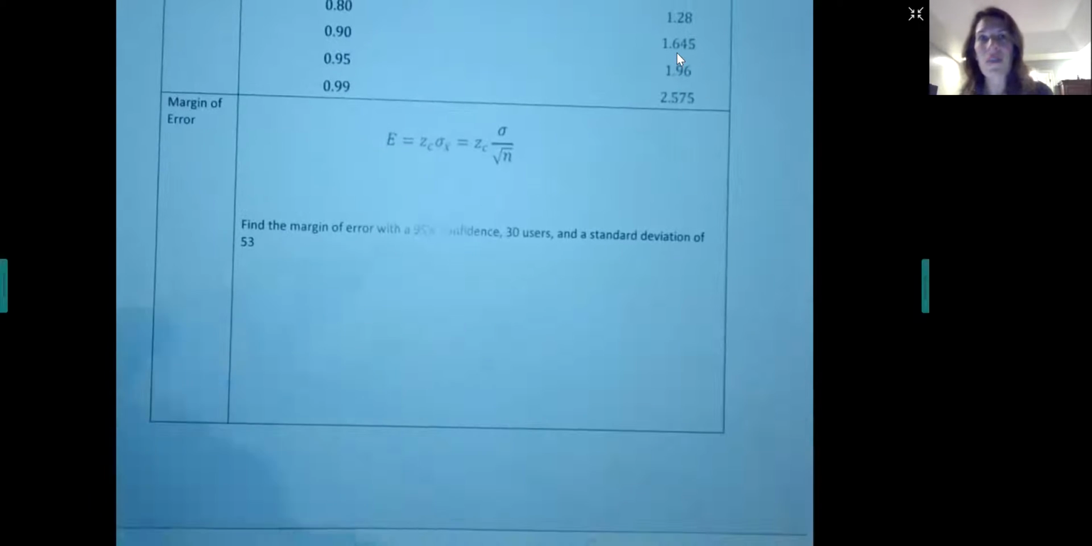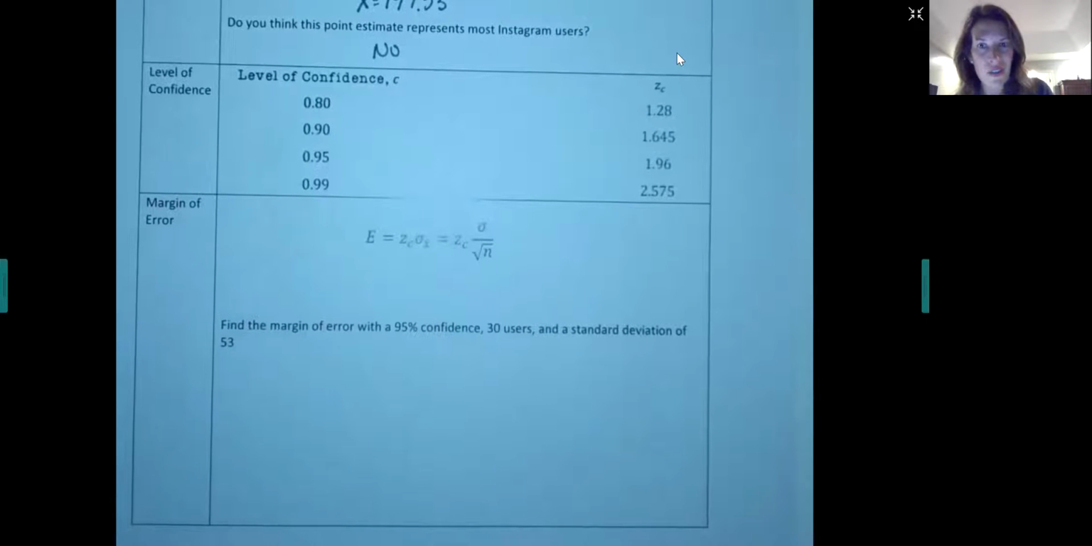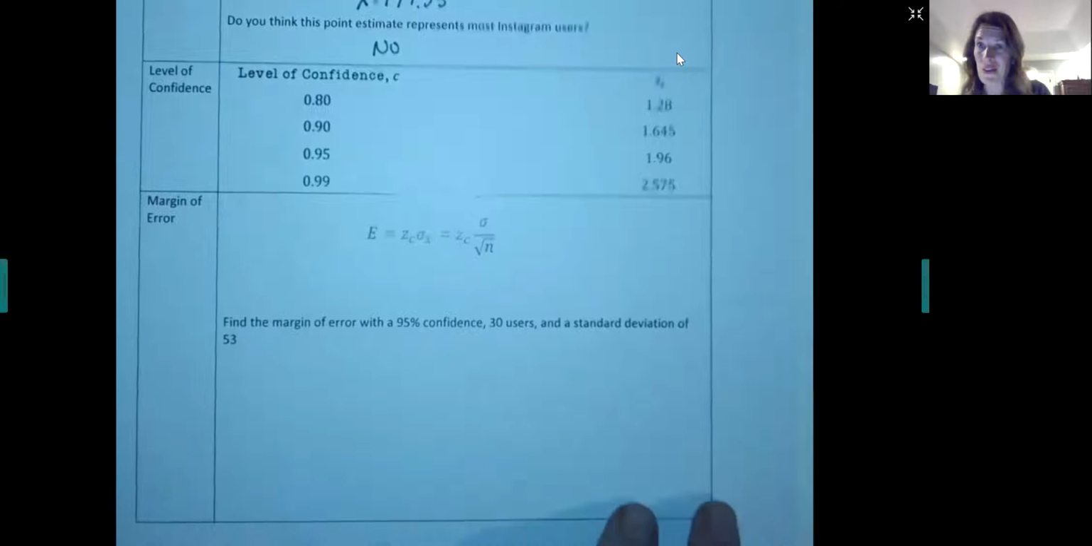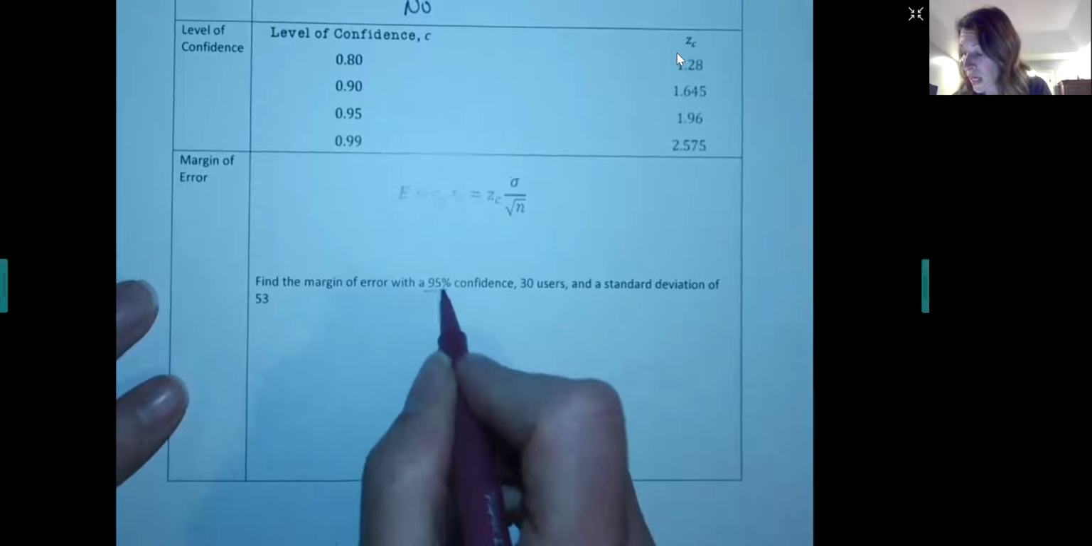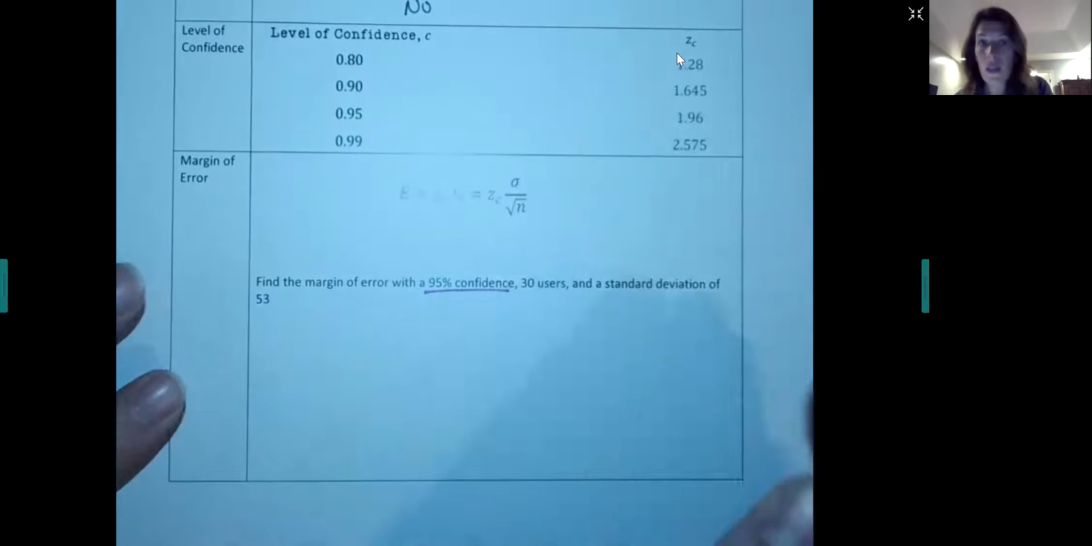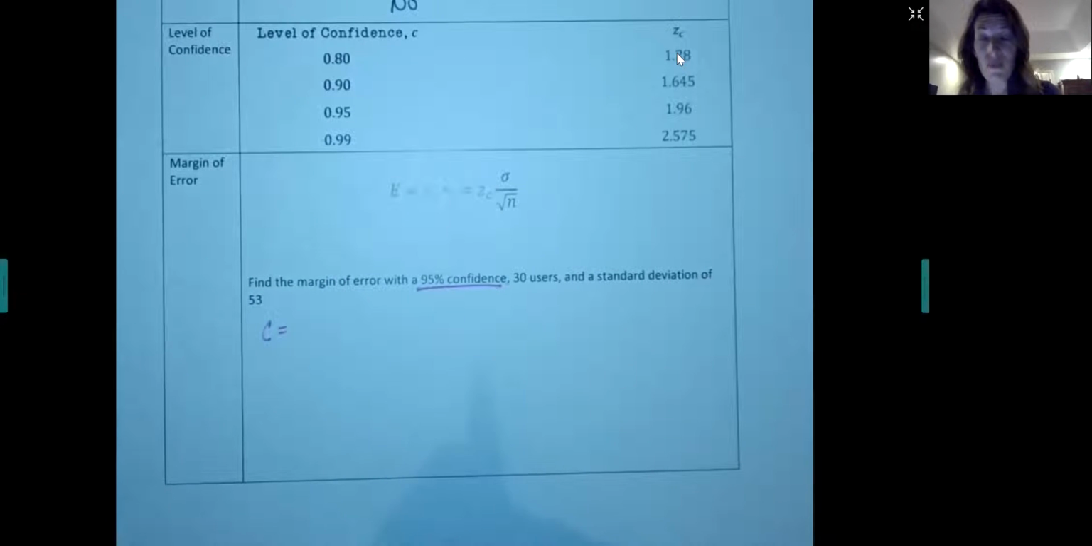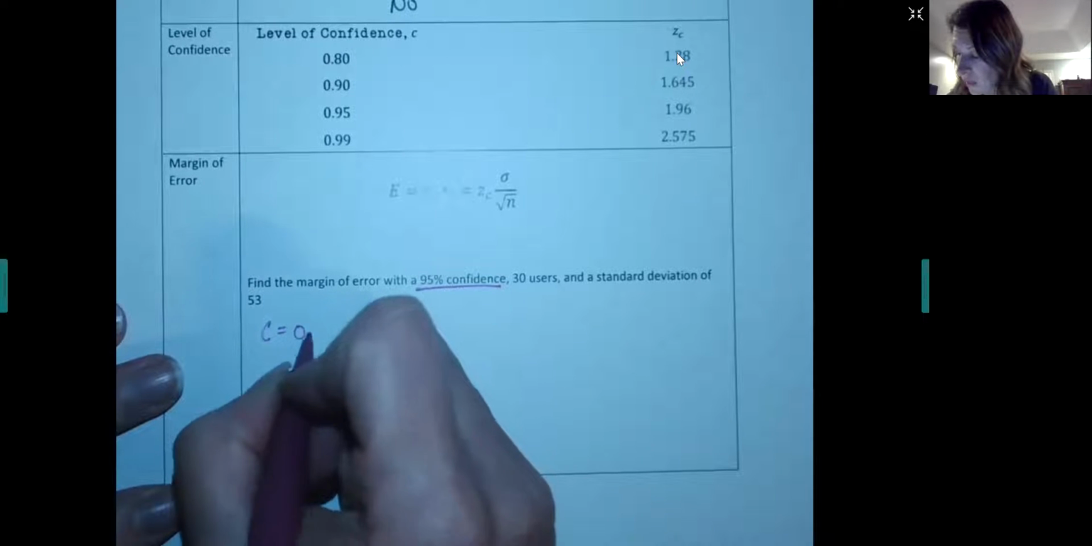My margin of error can be found by taking my z-score that's up here, based on whatever my level of confidence is, multiplied by my standard deviation, and divided by the square root of n. So let's find our margin of error. Let's practice. We have to find the margin of error with 95% confidence. So 95% confidence, remember we're going to put that into a decimal, divide by 100, I get 0.95.